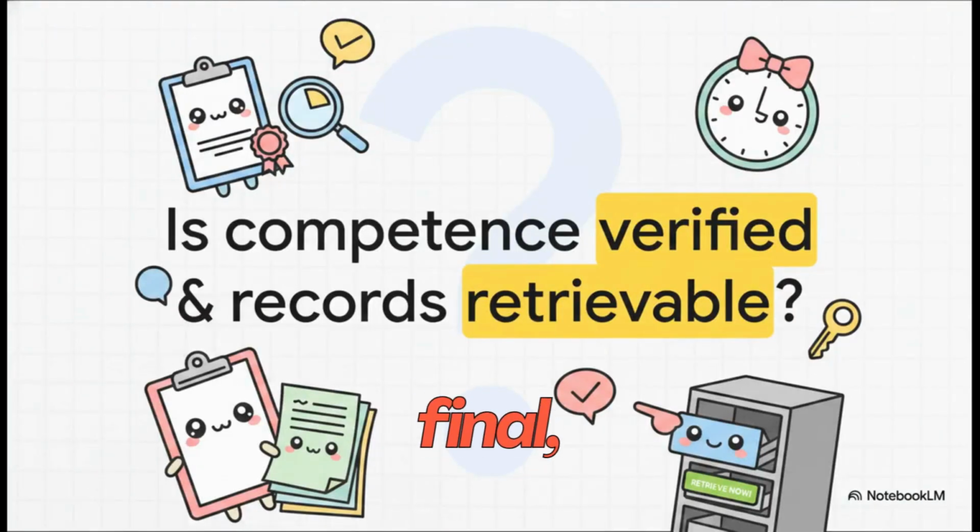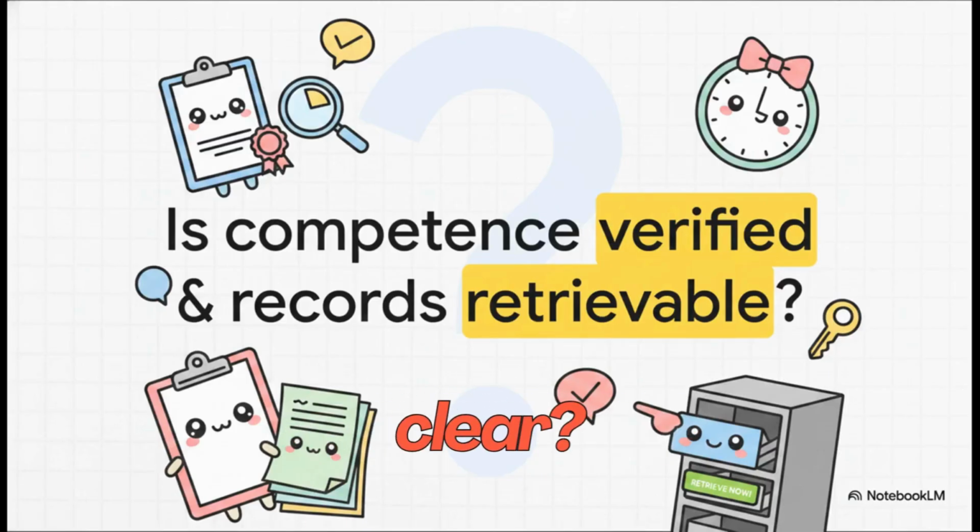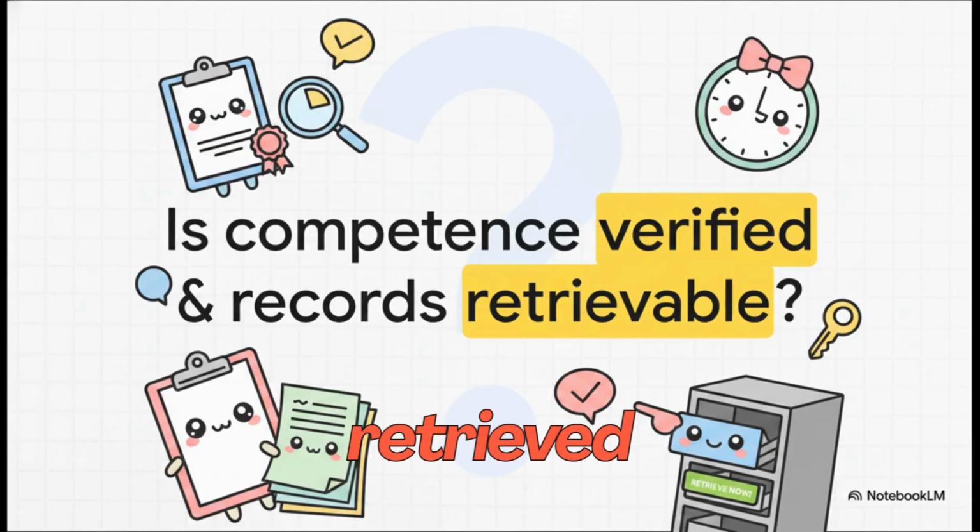Which leaves us with this final, practical challenge drawn directly from the inspection readiness checklist. Ask yourself about your own facility right now, today. Are your requirements totally clear? Is employee competence actually being verified? And if an auditor walked in this very second, could your training records be retrieved right now? If you hesitated on any of those, well, it might be time to reevaluate your GMP operating system.